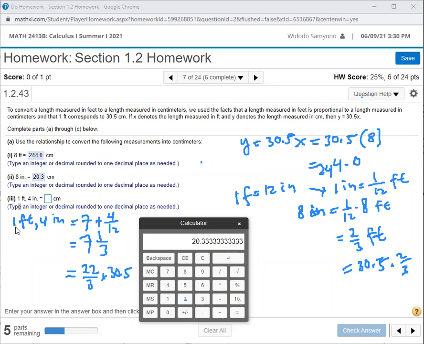Yeah, so you need to change the 4 feet 4 inches to 7 plus 4 over 12. 1 inch is equal to 1 over 12, right? So you have 4 inches, you have 4 over 12, right? And if you simplify this, you got 1/3. So 7 plus 1/3, and change this to an improper fraction. 7 times 3 is 21, 21 plus 1 is 22. So 22 over 3 times 30.5.